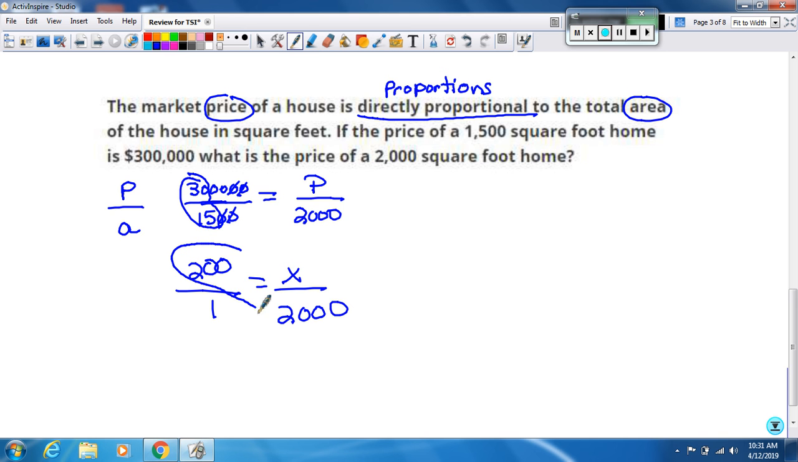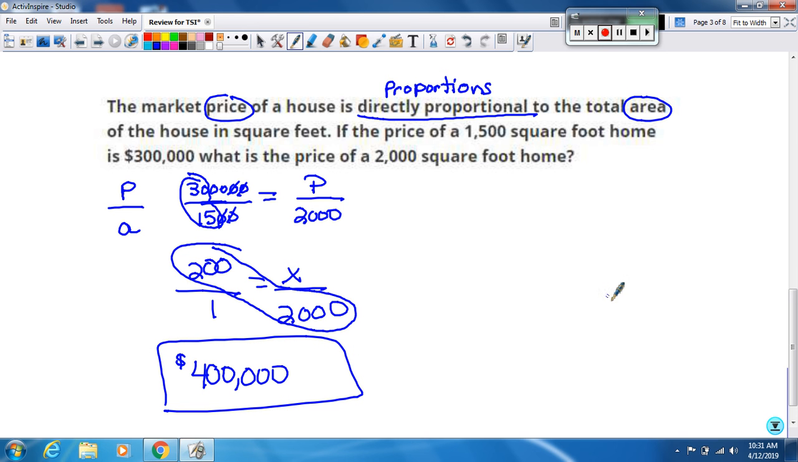Now you just multiply the numbers that you know that are across from each other diagonally. So 2 times 2 is 4, and you've got 1, 2, 3, 4, 5 zeros. Okay, so the price of a 2,000 square foot home is $400,000.